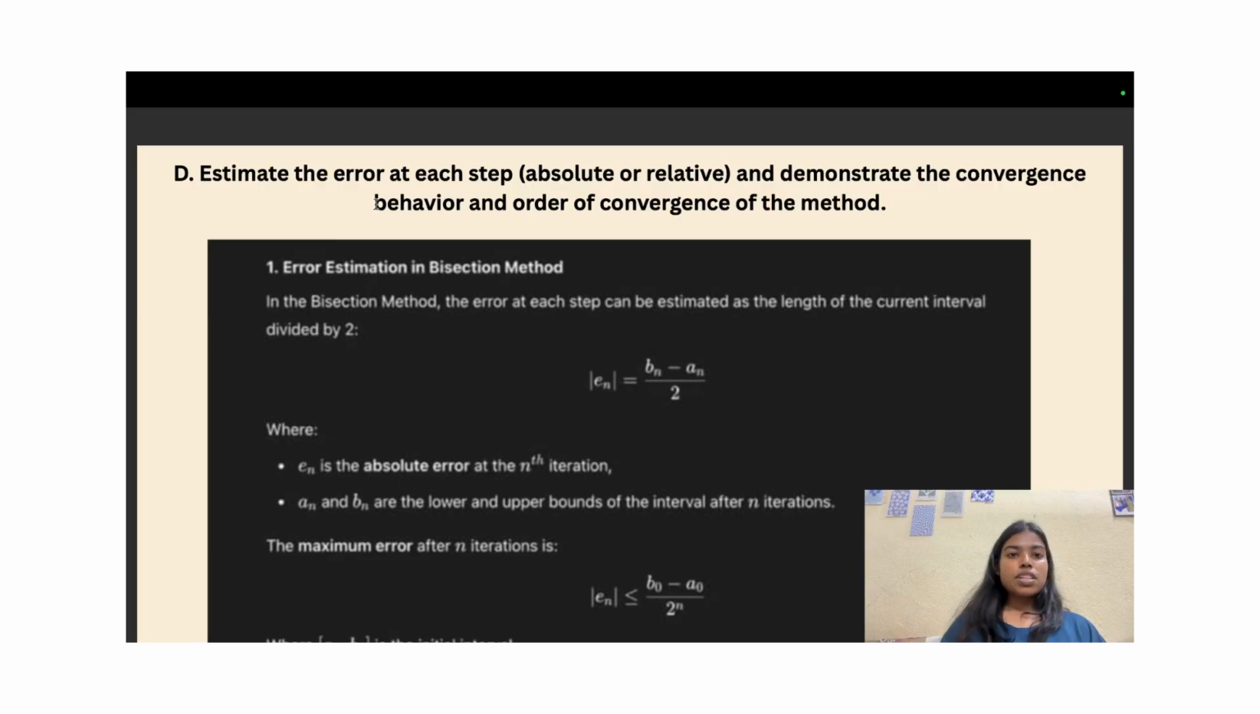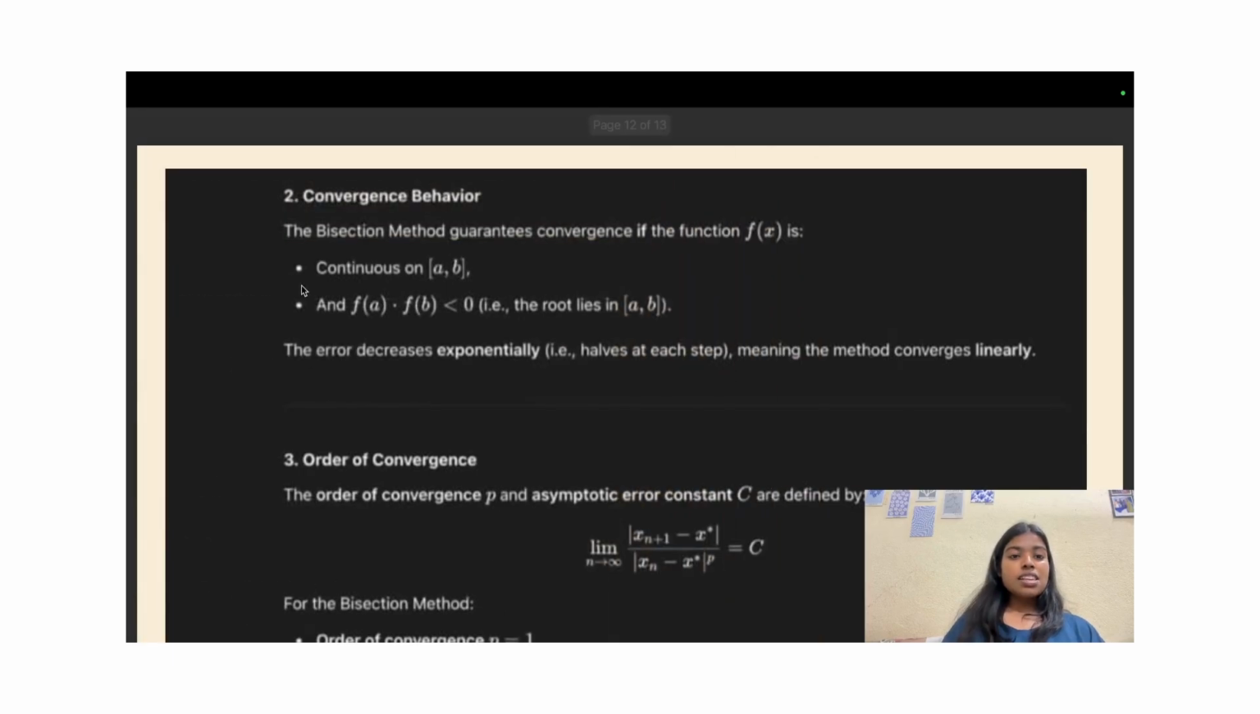The last part is to estimate the error at each step and demonstrate the convergence behavior and order of convergence of the method. First is error estimation in the bisection method. The error at each step can be estimated as the length of the current interval divided by 2, that is (bn - an)/2. En is the absolute error at the nth iteration. An and bn are the lower and upper bounds of the interval after n iterations. The maximum error after n iterations is less than or equal to (b0 - a0)/2ⁿ, where a0, b0 is the initial interval.